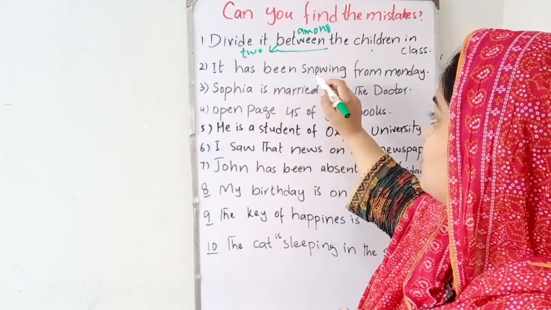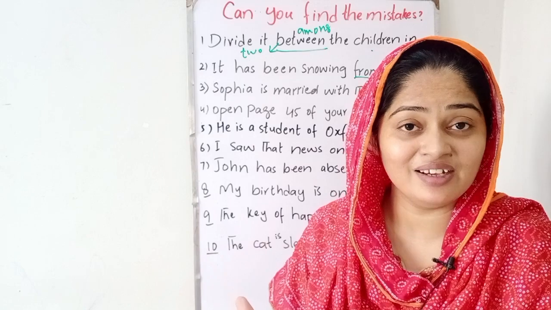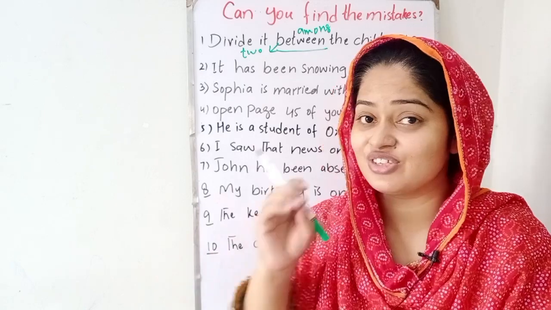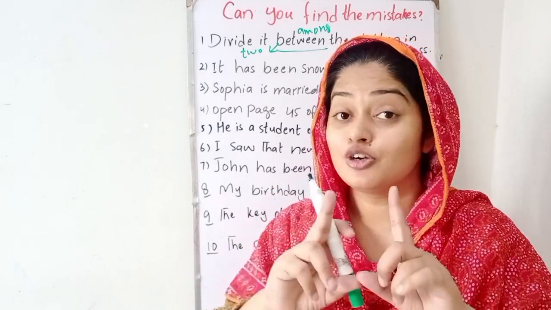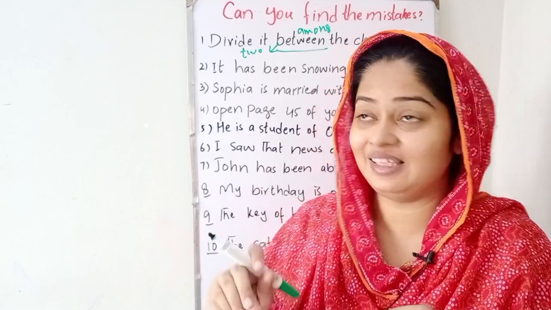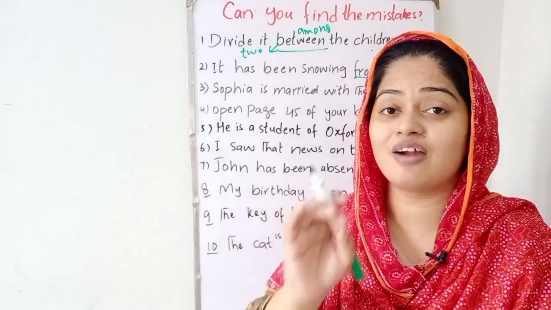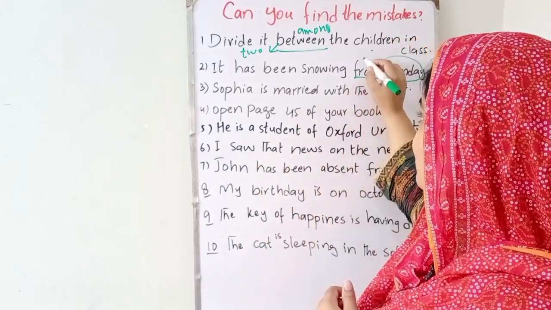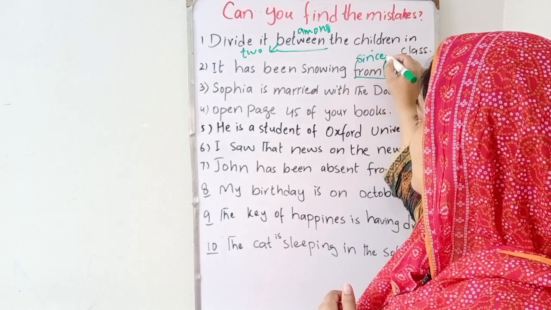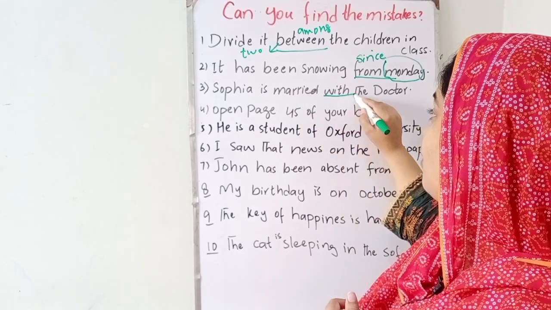It has been snowing from Monday. So what is the mistake here? When there is the reference of has been and have been, don't use the word from. And when there is a specific time period like days, you have to utilize since. What do you have to utilize? Since.